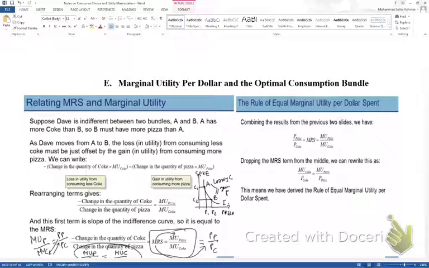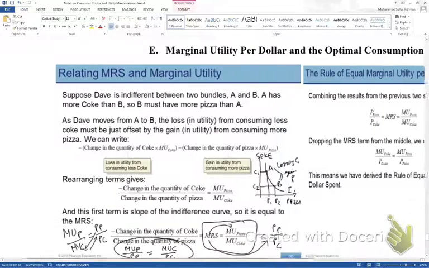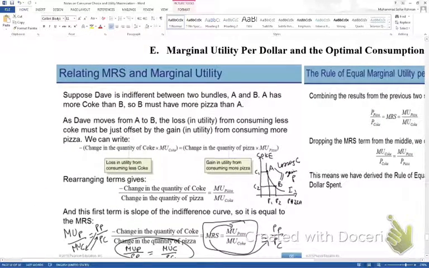How consistent are these two ideas? As it turns out, they are very consistent. They're very consistent. So let's look at that. Okay, so we're going to first look at the discussion on the left side.